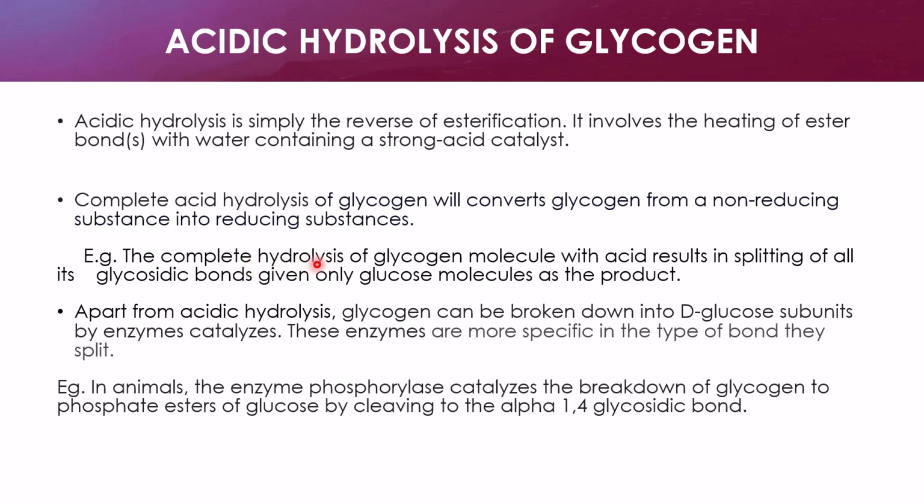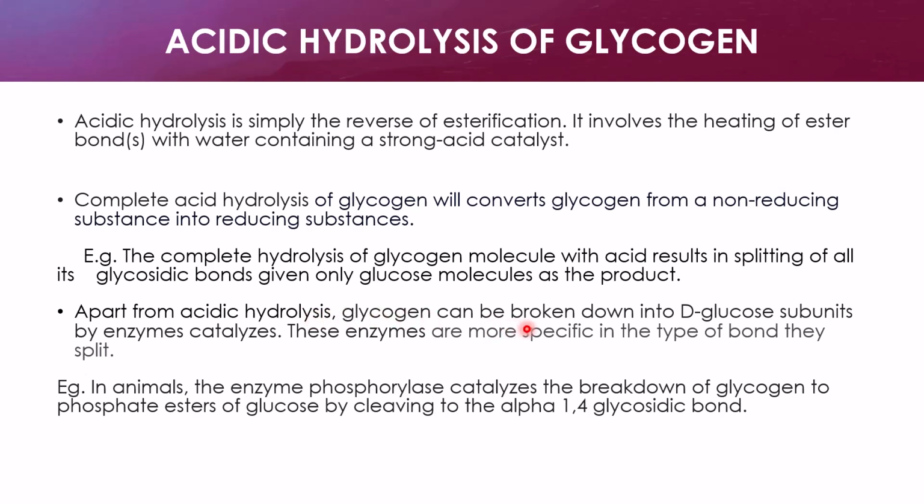So now let us look at an example. The complete hydrolysis of a glycogen molecule with acid results in the splitting of all its glycosidic bonds, giving only glucose molecules as the product, and the glucose molecules happen to be reducing substances.